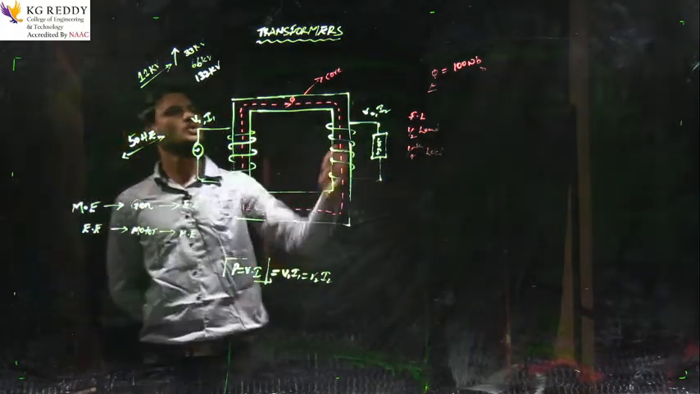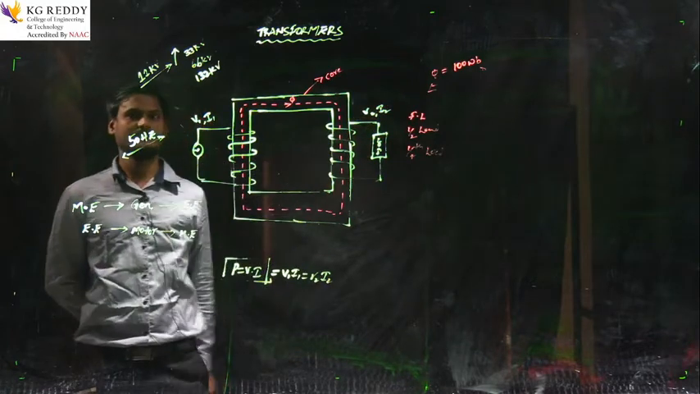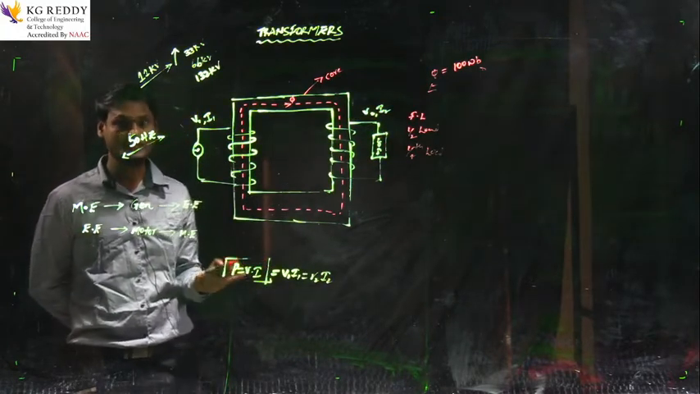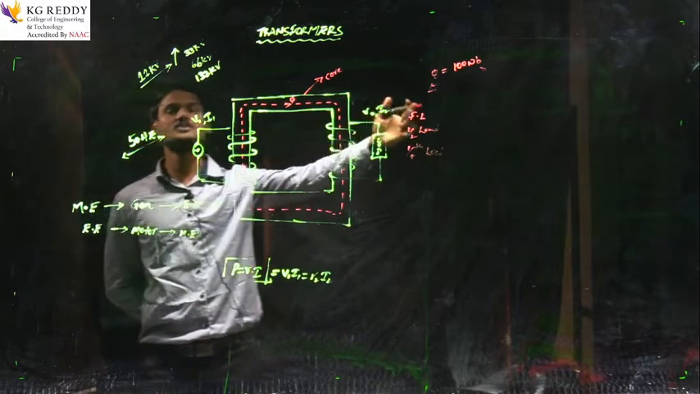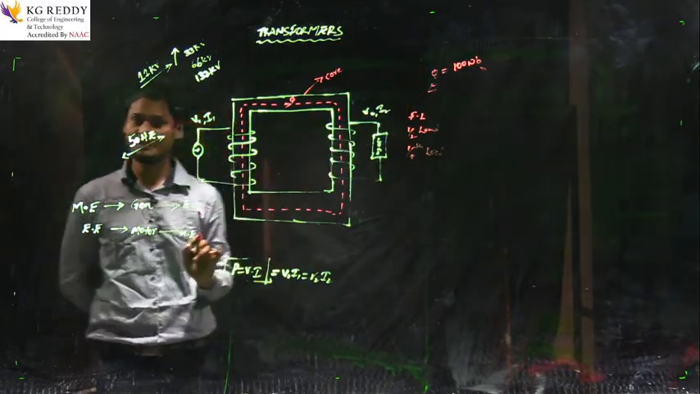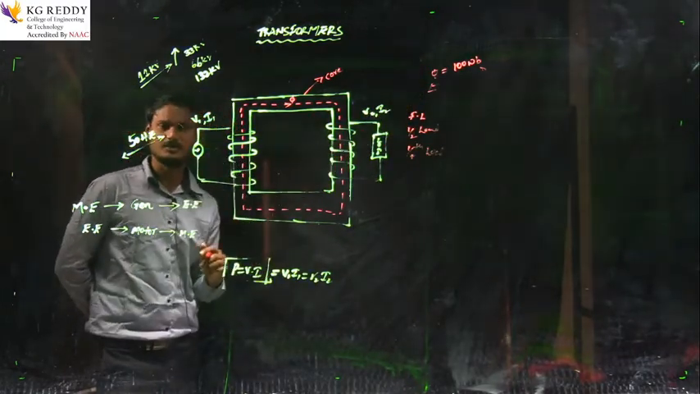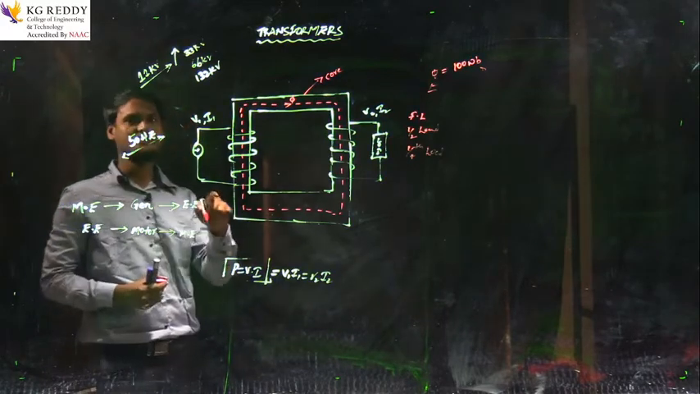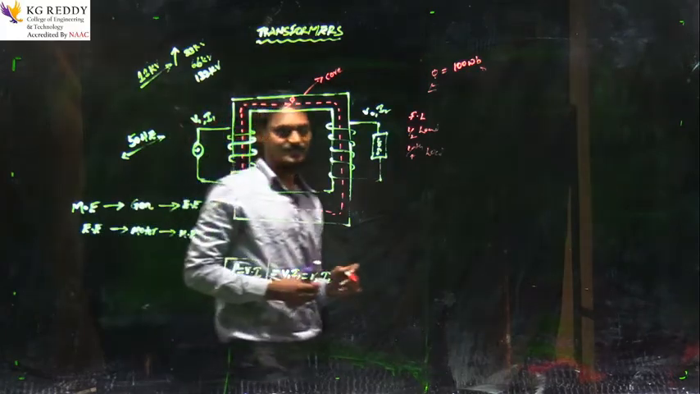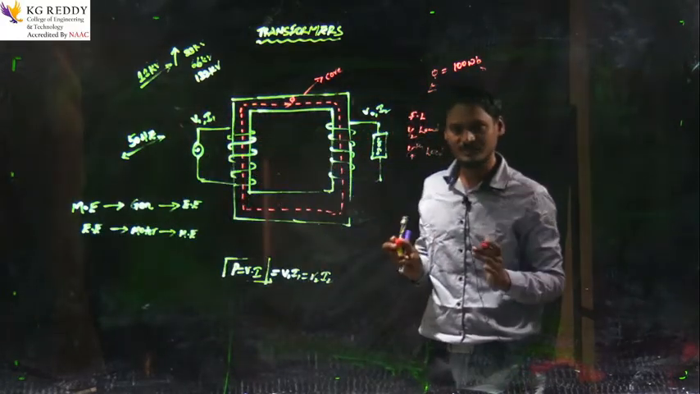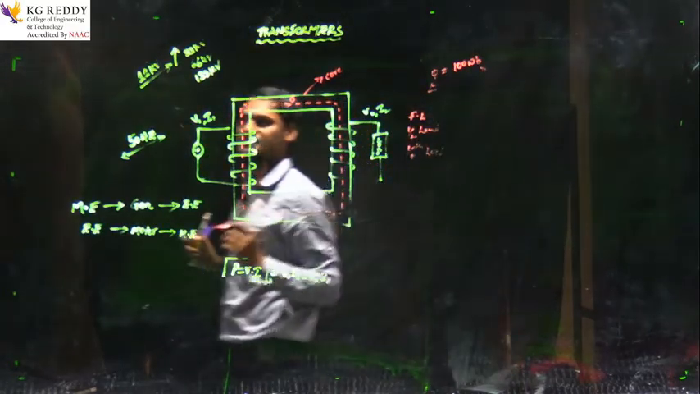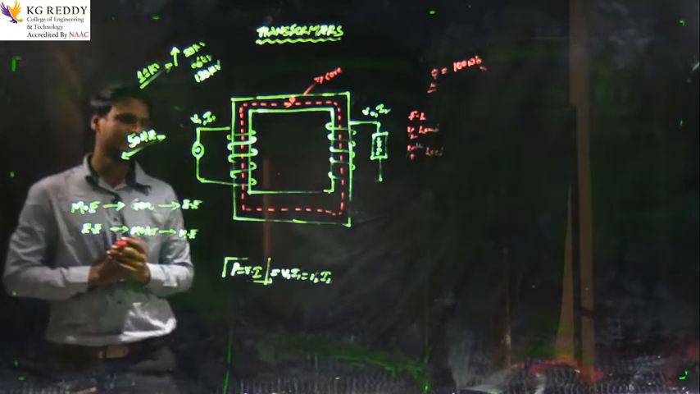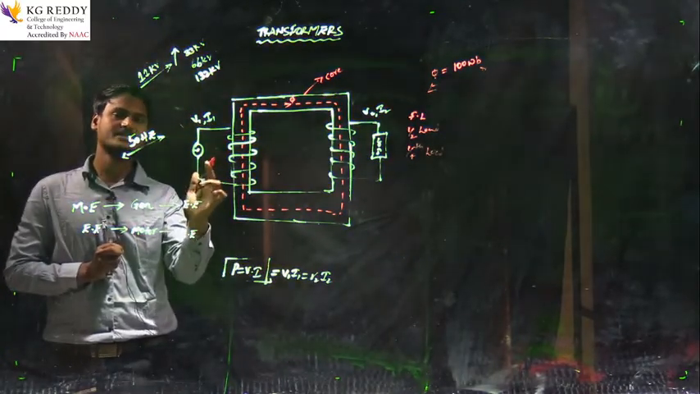So whatever the load condition, the magnetic flux cannot change, which maintains a constant 100 Webers. Okay, so that's why the transformer is also treated as a constant flux device, right? Is this clear? Right. So the next one, the transformer is a singly excited device.